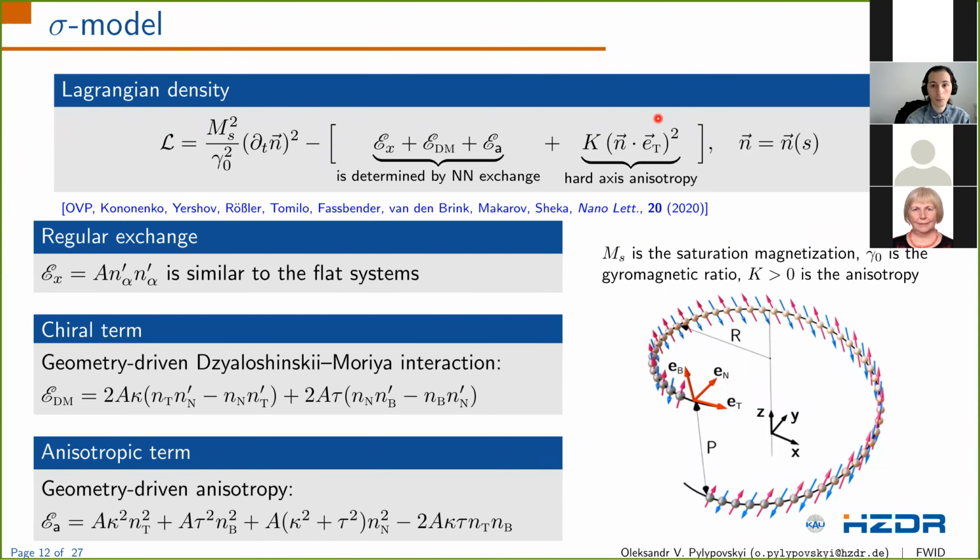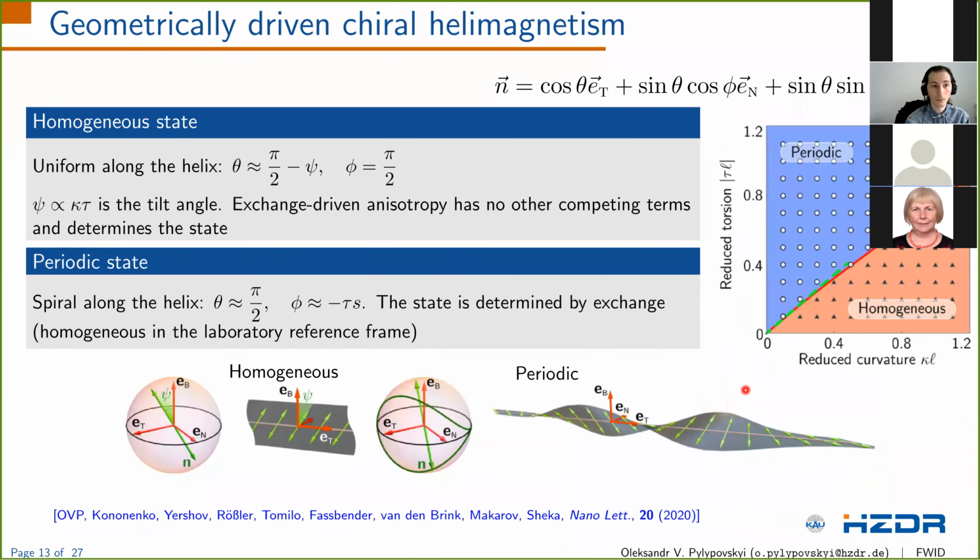The dipole interaction is responsible for geometry tracking by the magnetic system. One can show that in the continuum limit, it leads to the uniaxial anisotropy for the Néel vector with the hard axis along the tangential direction. A helix is the simplest space curve with a constant curvature and torsion. That's why it's convenient as a case study.